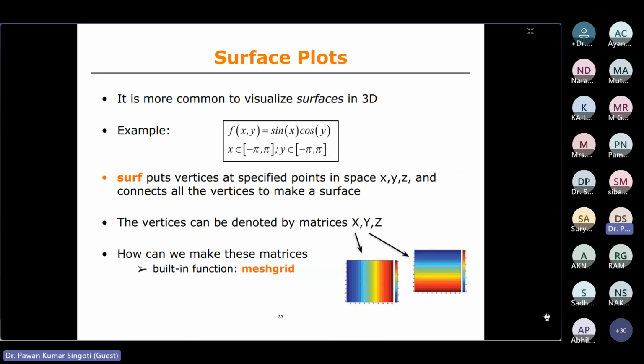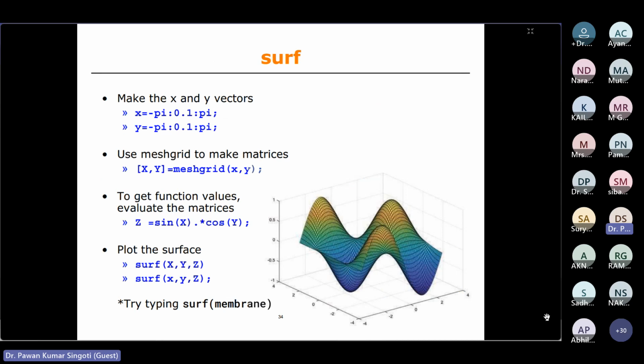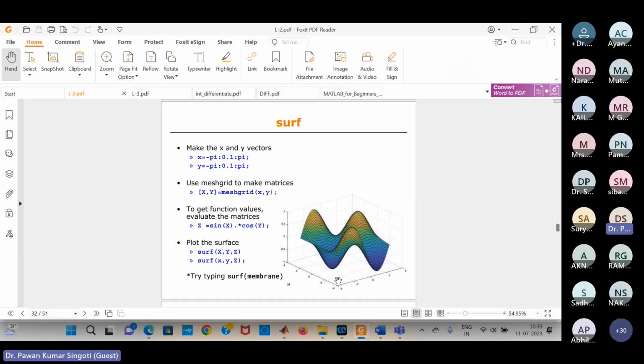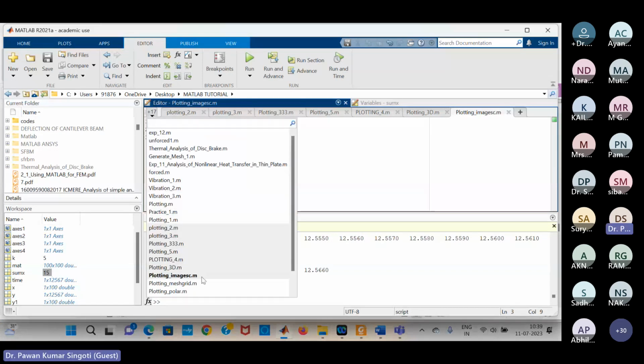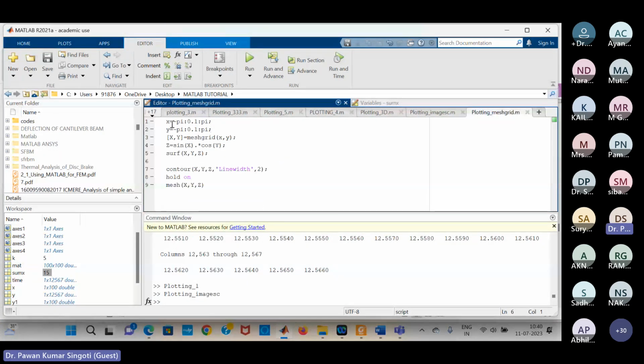Next, surface plots. Surface plots are also possible. For this, the built-in function meshgrid is there. First you have to convert to the meshgrid, then do surface plots. So surf we are doing. Already I made this meshgrid. X is between -pi to pi with the increment of 0.1. Y is also kept the same. So X Y will be the matrix of this meshgrid made by this x and y.